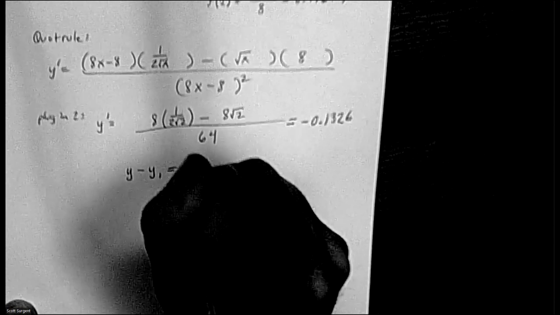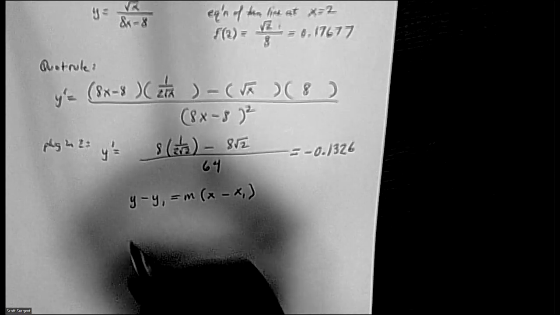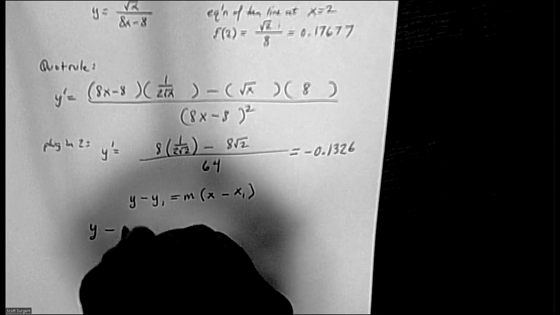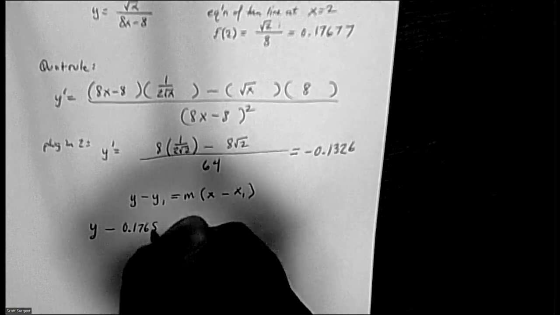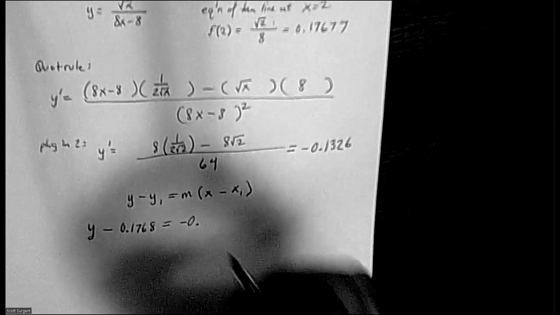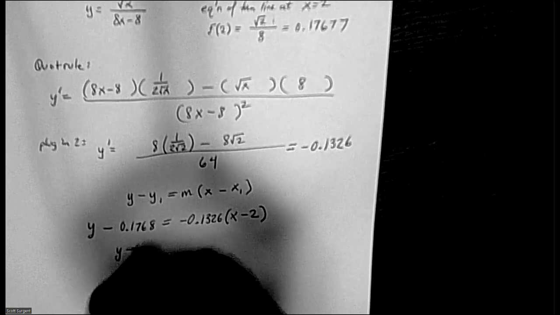Anyway, we get our formula from algebra for the equation of a line. Sorry about that. Let's see, we got y was this number here, minus 0.1768. I'll round that. We found our m just now is negative 0.1326. And then we have x minus 2. And then we really just need to work that out.